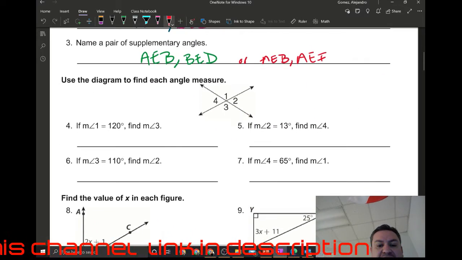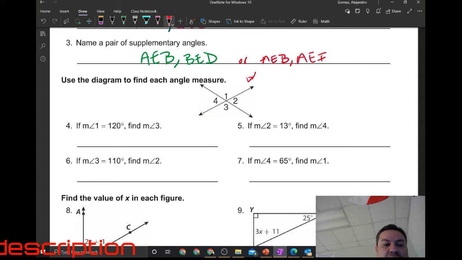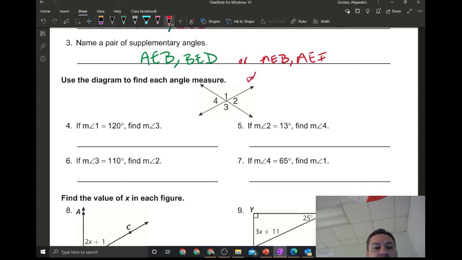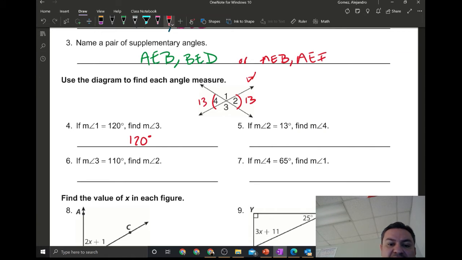Numbers 4, 5, 6, and 7, we're going to use this and find the measures. It says if M1 is 120, what is M3? That's the vertical angle, so it has to be the same. So M3 is also 120. Number 5 says if M2 is 13, what is M4? That's another vertical angle, so it has to be the same. So M4 is 13 degrees.